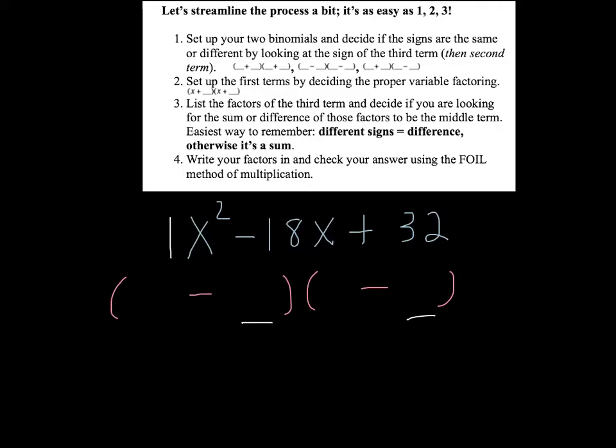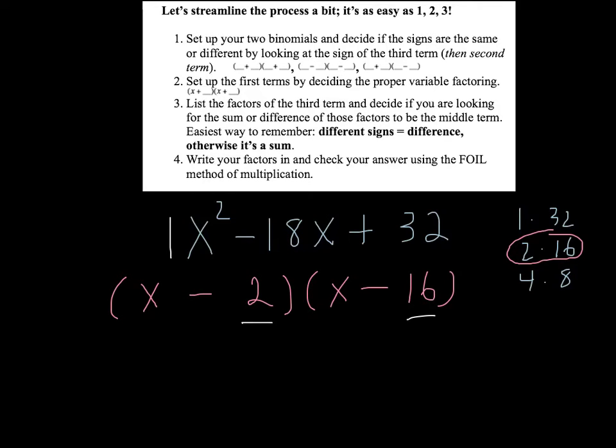Now let's set up our first terms by deciding the proper variable factoring. What times what gives you x squared? Of course, x times x gives me x squared. So now what we want to do is, off on the side, list all the factors of 32. 1 times 32, 2 times 16, 3 times nothing, 4 times 8, and so on until I reach a number that's already in the list. There they are. So I'm looking for two numbers that multiply to 32 and have a sum of 18: 2 and 16.